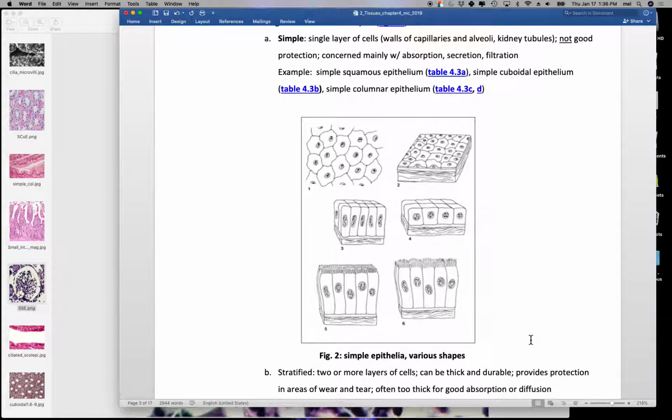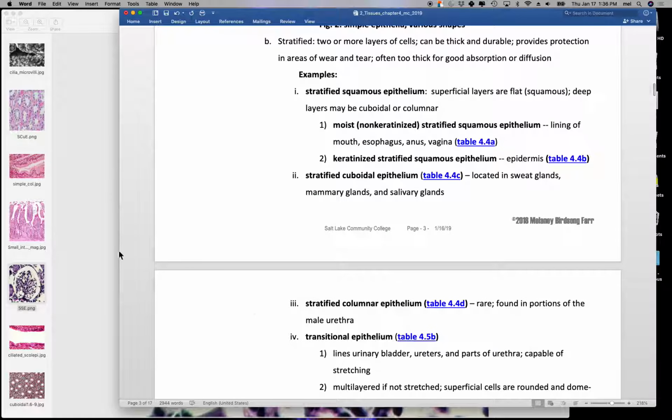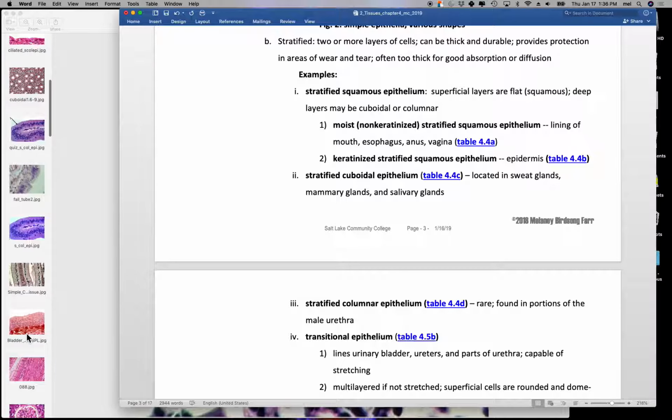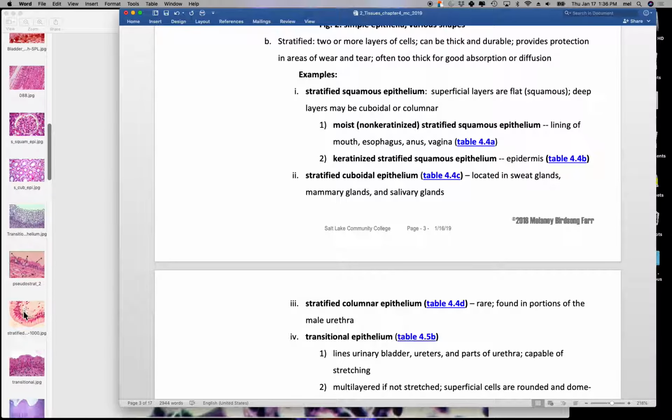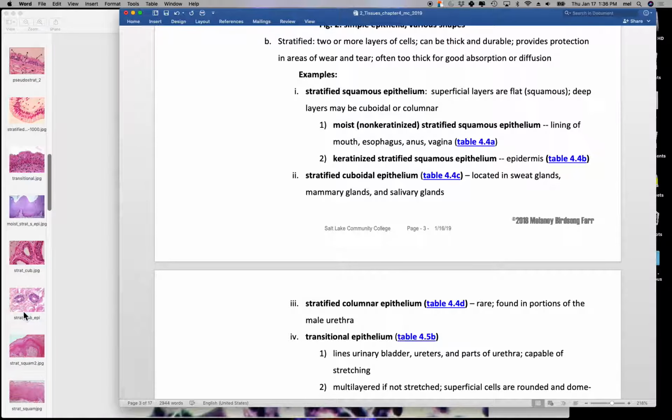Okay, so those are your simple tissues. Now let's move to the stratified tissues. Ready? Okay, so what makes something stratified? Just verbalize it for me. More than one layer of cells from the apical surface to the basement membrane, right?